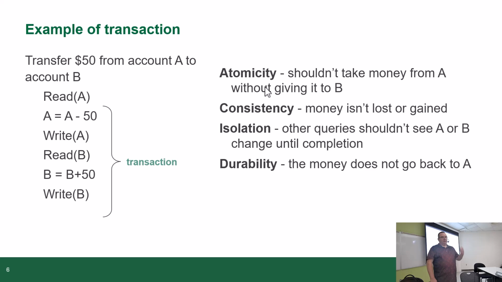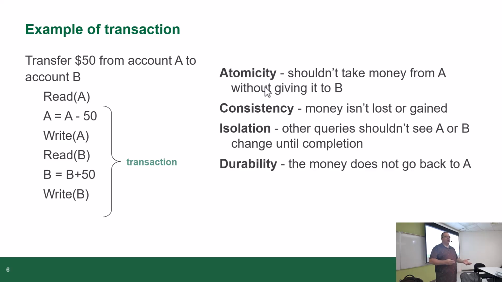And here's the example about transferring money. I knew I had an example in the slides of this. So for atomicity, I just have a hard time saying the word atomicity, so I can't say it a second time. I get it right once. So for something to be atomic, you shouldn't be able to take money from A without giving it to B. That's atomic. In other words, it all has to work.